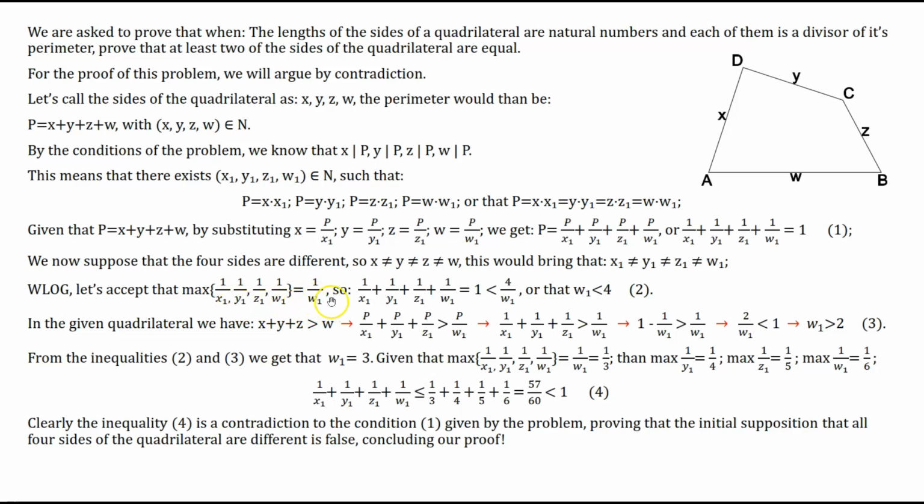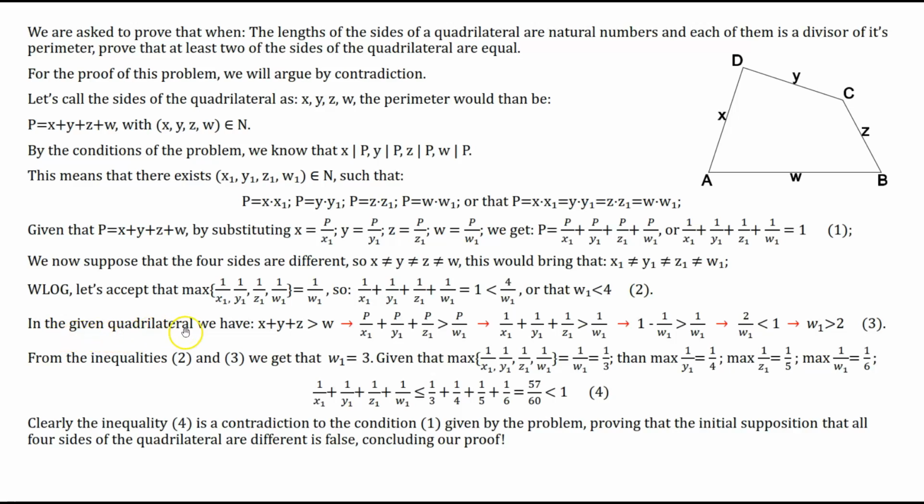So we would have that the sum in equation number 1, which is equal to 1, is smaller than 4 divided by omega1, because each of these expressions is smaller than 1 divided by omega1, and the same we can say over here. So from this inequality we get that omega1 is smaller than 4. We will call this inequality number 2.